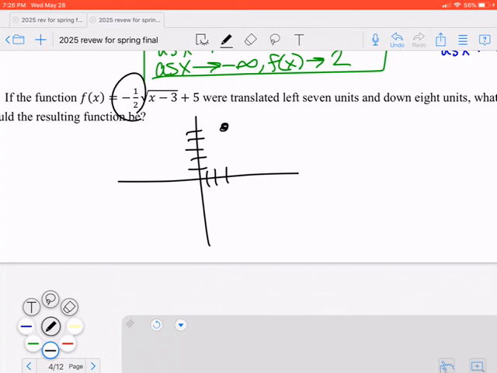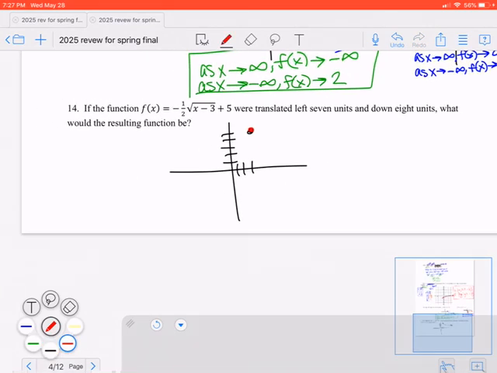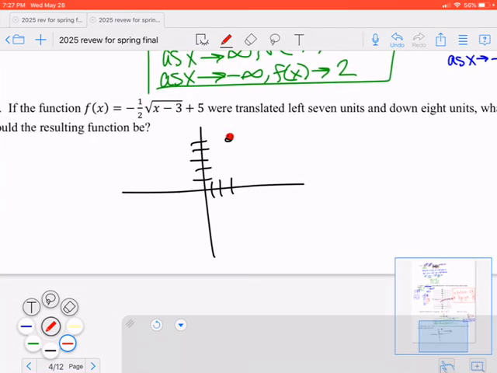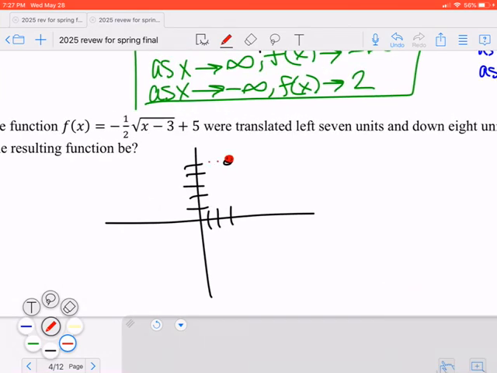The shape is a little affected by 1/2, but that's not affecting the starting point. The starting point is still to the right 3, up 5, and it's also going in the negative, reflected, but that doesn't affect the starting point. All I really care about is this starting point. So if I translate it to the left 7, so that'd be 1, 2, 3, 4, 5, 6, 7. So that would be 1, 2, 3, -4 for my new starting point.